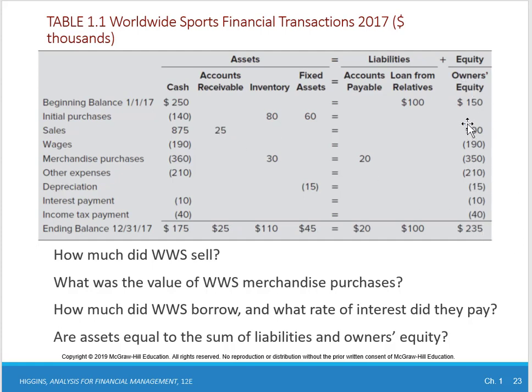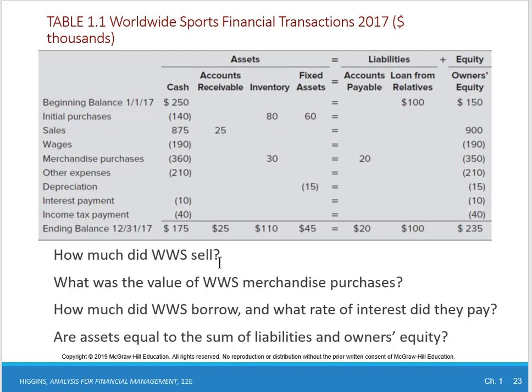Now, owner's equity is where we recognize profits and expenses. So in here we had what? $900 worth of sales. Wages were negative 190 here, so it's going to be the same number over here because that is an expense. Purchases, again, we bought some merchandise. 30 of it was inventory, right? 20 of it was accounts payable. So again, if you add those all up, we end up with our $350 expense item here for owner's equity.